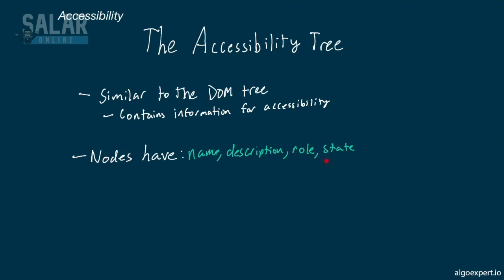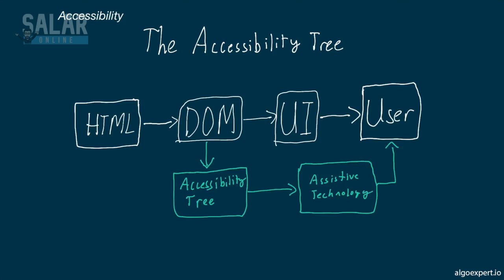And then we have state, and the state provides any current state about that node. So in the case of a checkbox, it could have a checked state or an unchecked state. And lots of different roles have different options for their state.